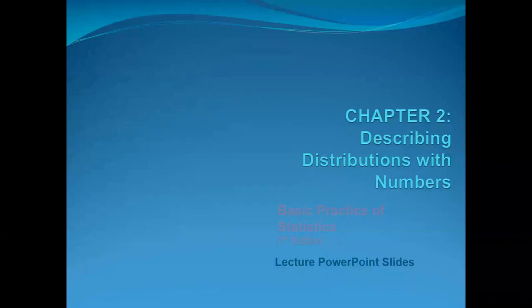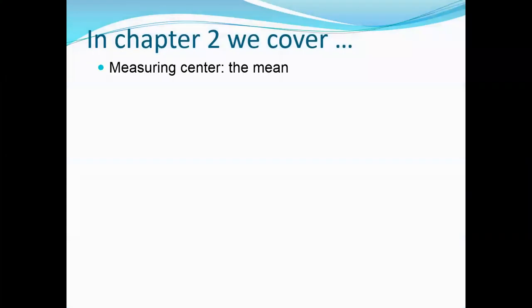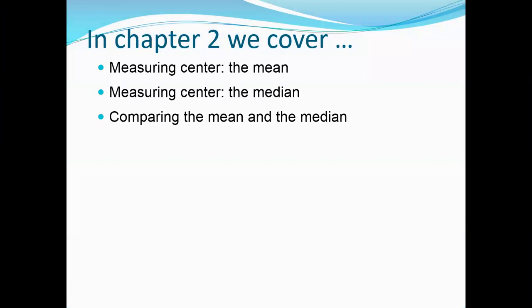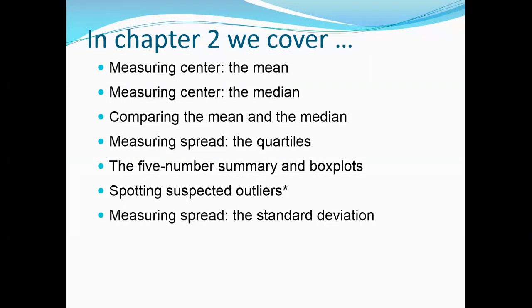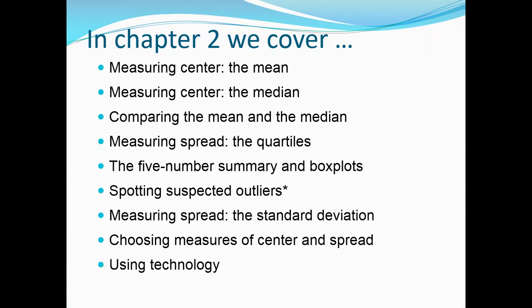All right, let's take a look at Chapter 2, Describing Distributions with Numbers. In Chapter 2, we cover measuring center, the mean, measuring center, the median, comparing the mean and the median, measuring spread, the quartiles, the 5-number summary and box plots, spotting suspected outliers, measuring spread, the standard deviation, choosing measures of center and spread, using technology, organizing a statistical problem.